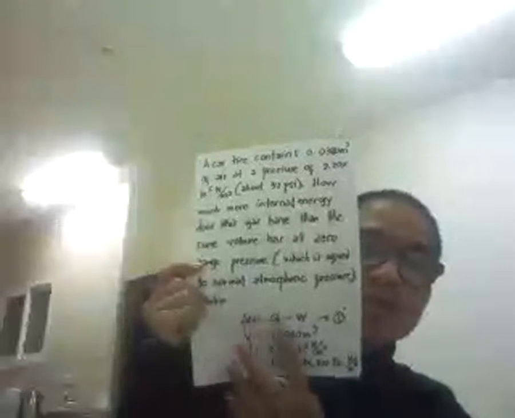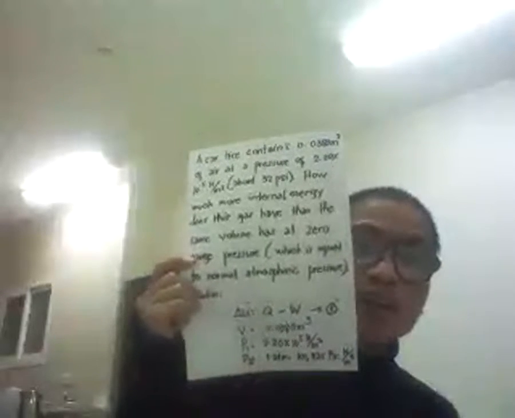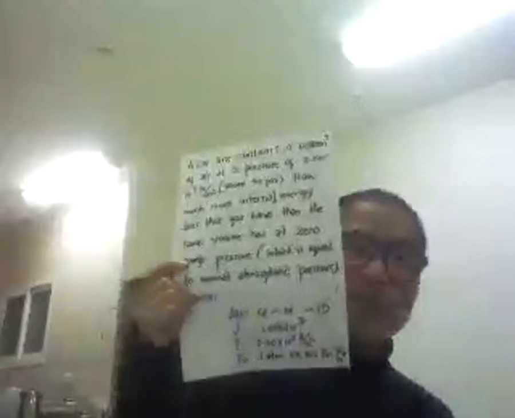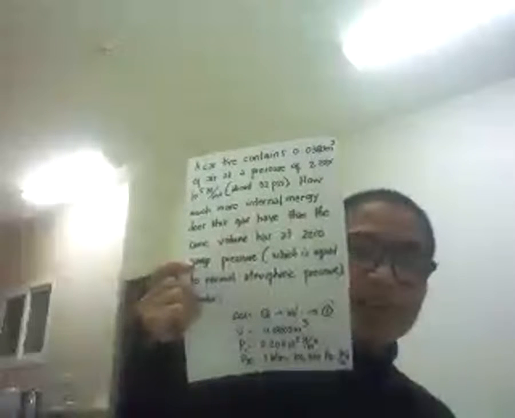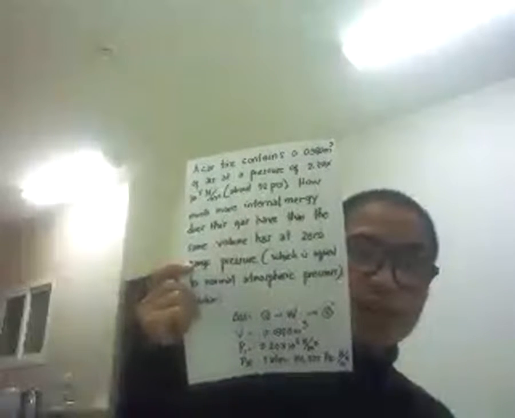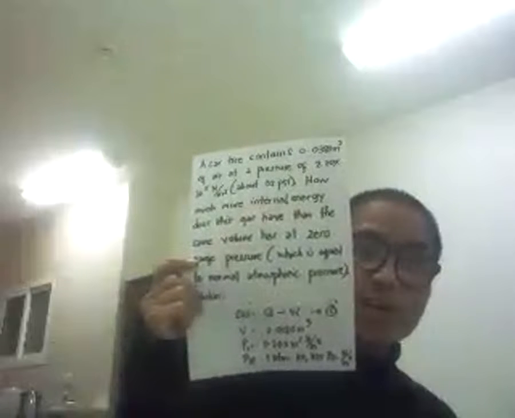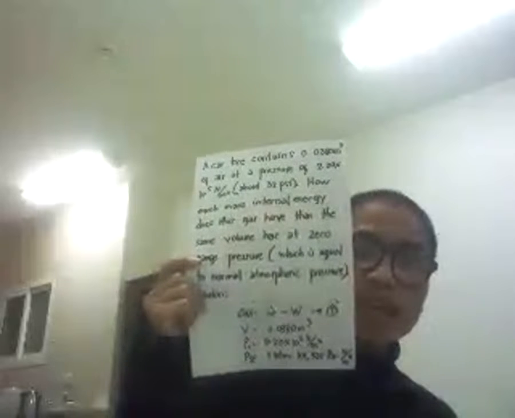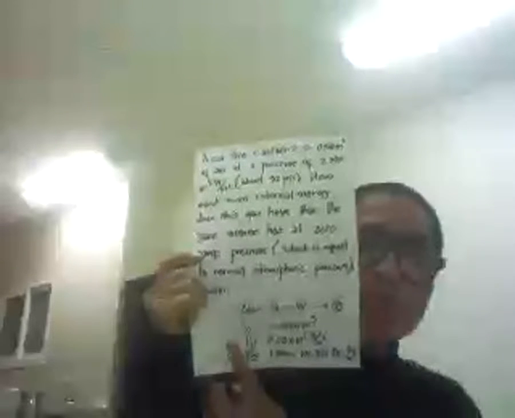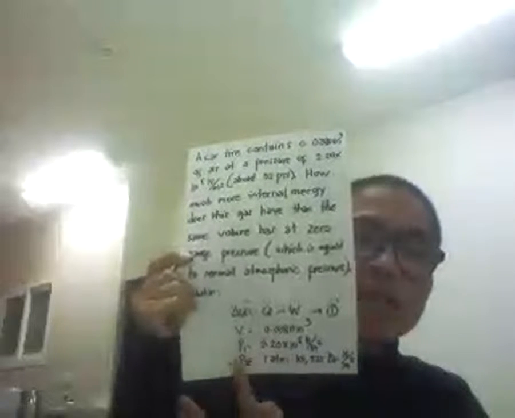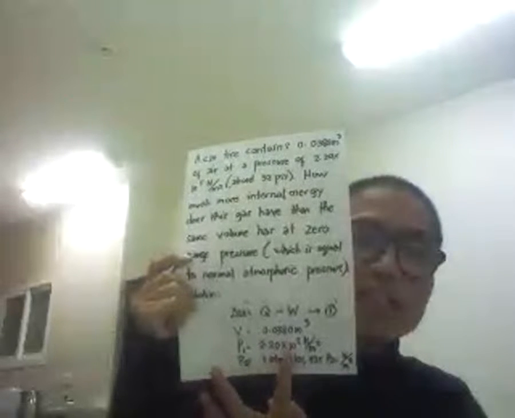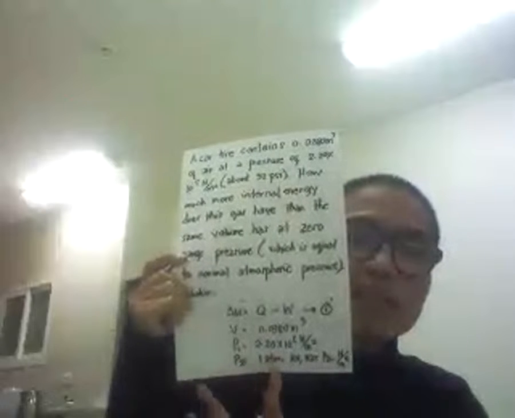Delta U is equal to Q minus W. So we are trying to adopt the adiabatic process. There's no heat flow in the adiabatic process. Q is equal to zero. Heat energy is equal to zero. So delta U is equal to negative W. Okay, we have the volume. Okay, we have the pressure 1, and we have the pressure 2.